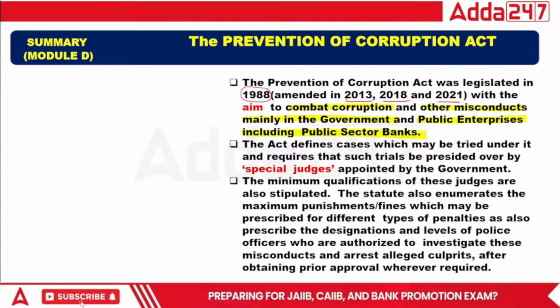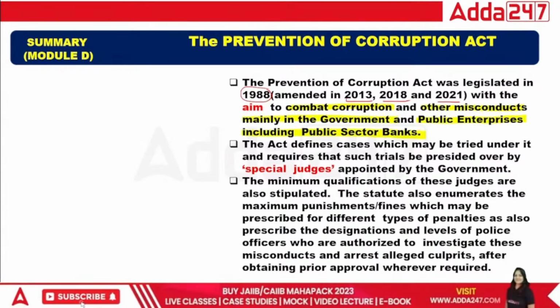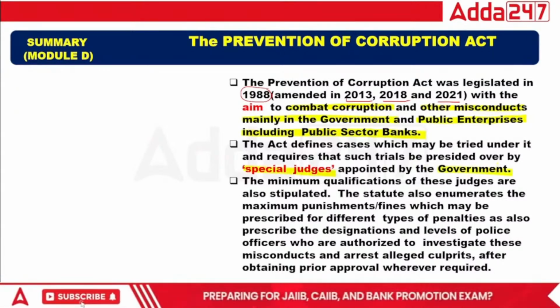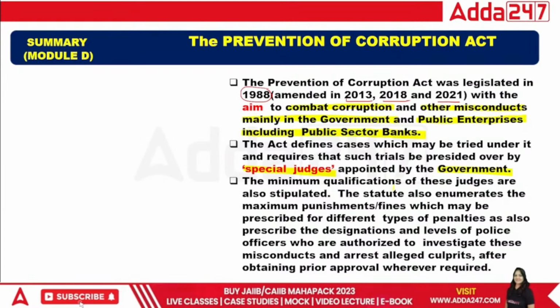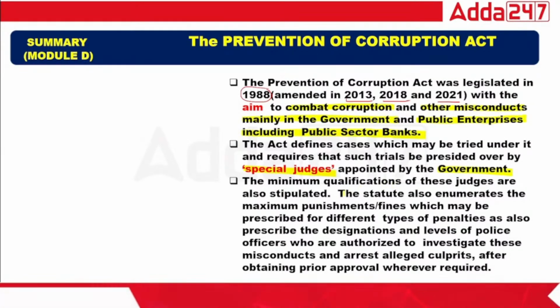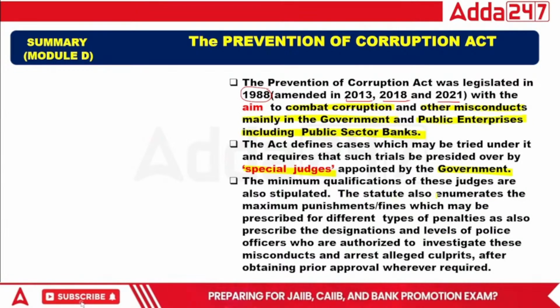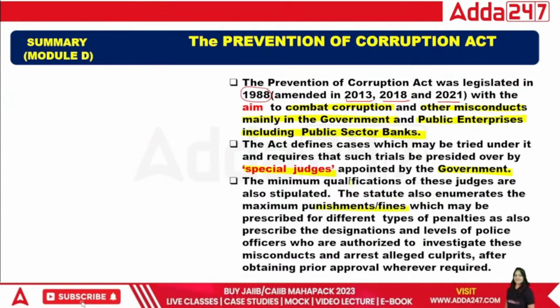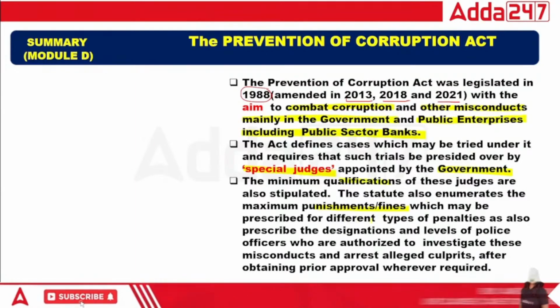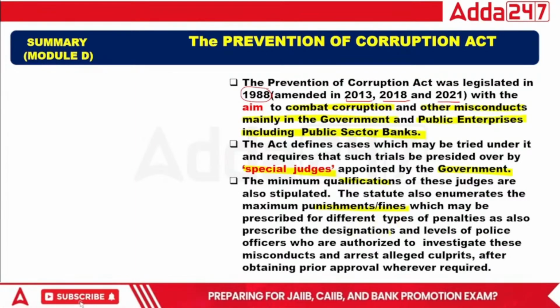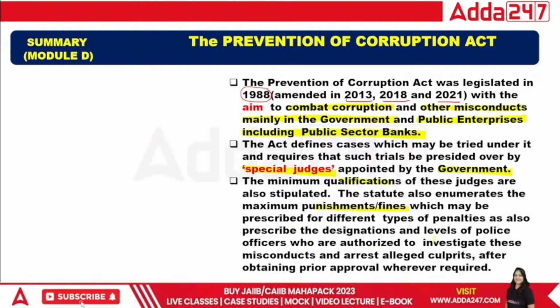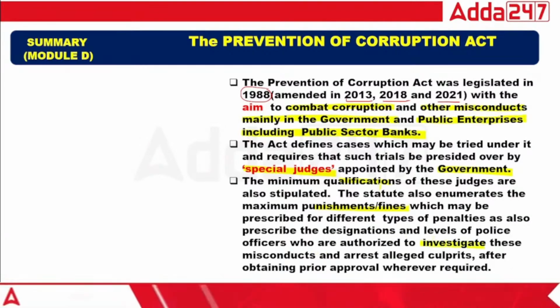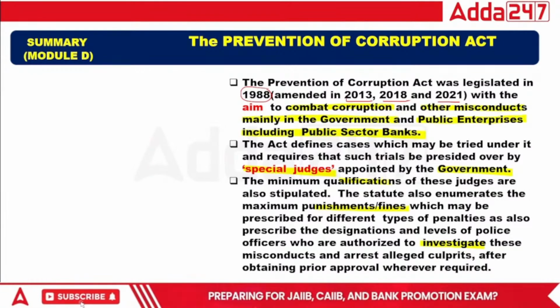Suppose any corruption case comes into the picture, so special judges are appointed by the government who will handle the case. The minimum qualification of these judges is also stipulated. The statute also enumerates the maximum punishment and fine which may be prescribed for the different types of penalty, and also prescribes the designation and level of police officers who are authorized to investigate. It means investigation, punishment, fine, qualification, everything is written in the Act.